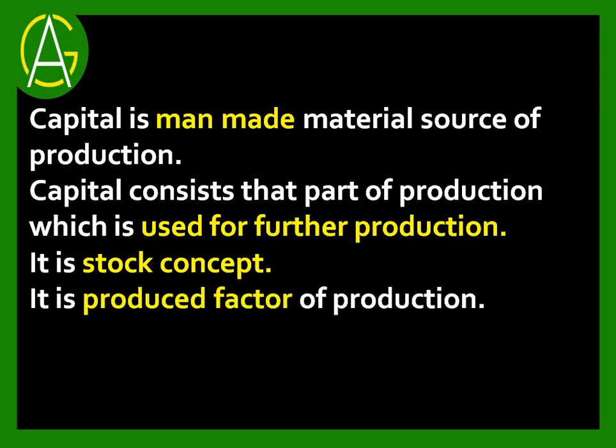Then it is a produced factor of production. Before learning capital, we have learnt two different factors, that were land and labor. Land and labor were the original factors of production. That means they were given by nature, but capital is not given by nature. Capital is produced by man. That is why it is known as a produced factor of production.